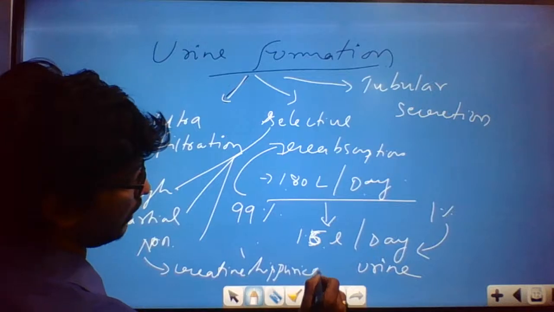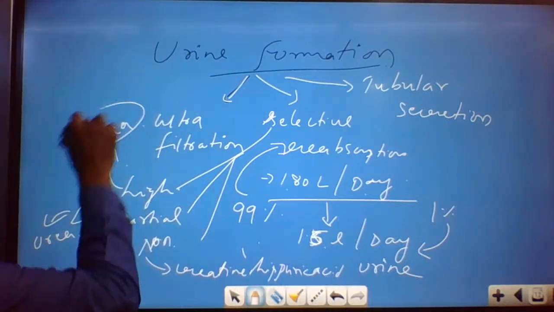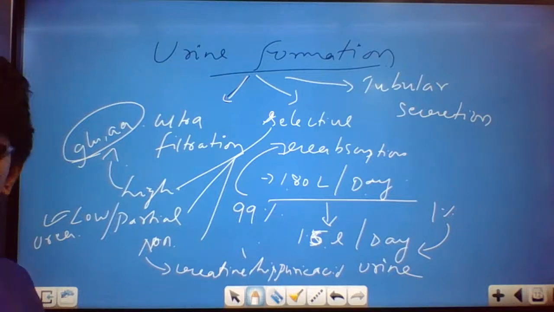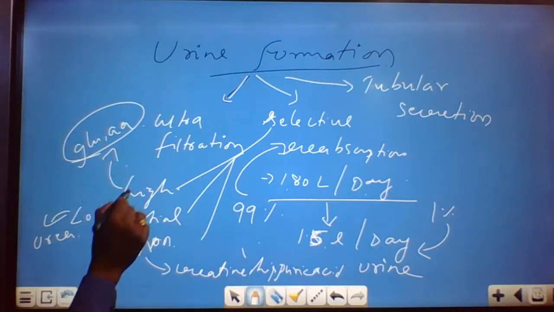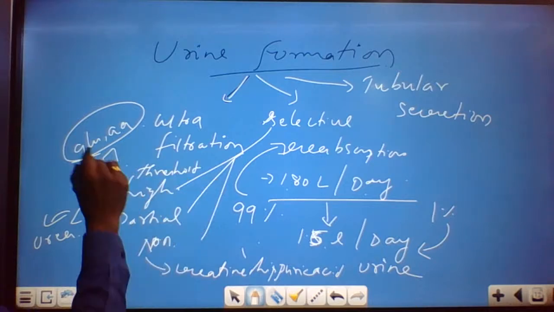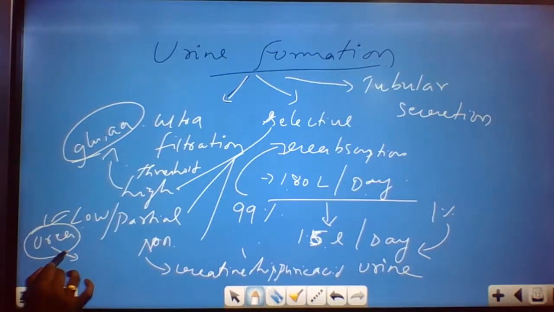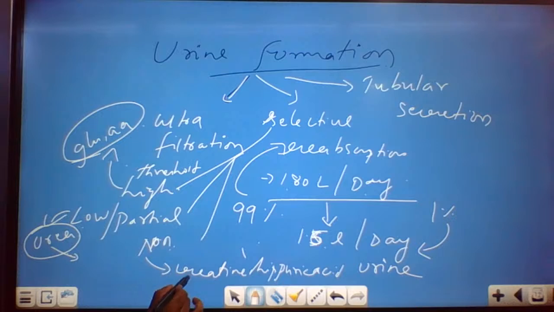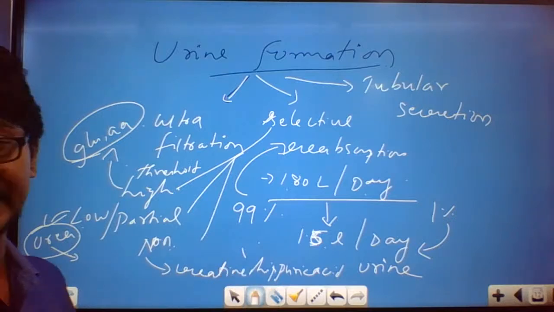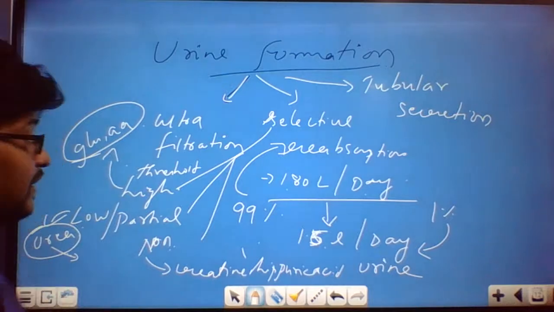So all the glucose and amino acids in your filtrate are completely absorbed. So it is high threshold. This is called high threshold substances: glucose and amino acids. Low threshold: we have urea, where only a small, negligible amount of urea is getting absorbed. Non-threshold substances are creatinine and hippuric acid, toxic substances which won't be absorbed and have to be eliminated out of the body as soon as possible.